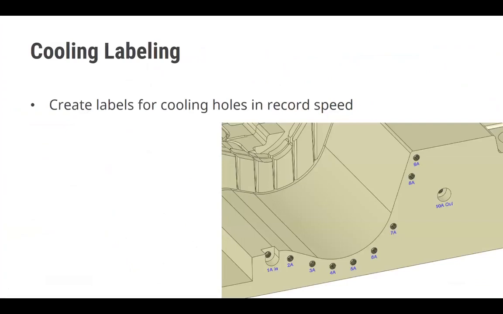Last item on the cooling issue is the cooling labeling. Next to each cooling hole, we would like to put in a label, a number or letter or a combination that marks it, so that when we assemble the mold and we need to plug in the hoses, they will be plugged to the right hole. And so we developed a tool that does that in record time. Let me show you what it looks like.